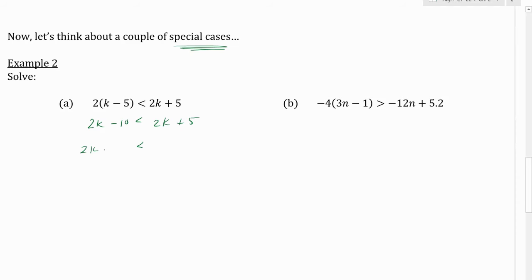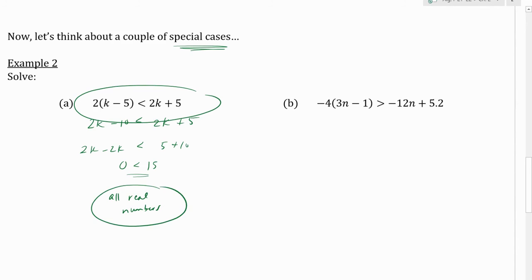If I get the variables on one side, numbers on the other. Okay, 2k minus 2k is 0. 5 plus 10 is 15. All right, remember chapter 1? We had when all the variables disappeared and it was a true statement, then any number I put in that problem works. If all the variables disappeared and it's a false statement, nothing will make it true. Well, 0 is less than 15. My variables disappeared. That means all real numbers solve that inequality right there.